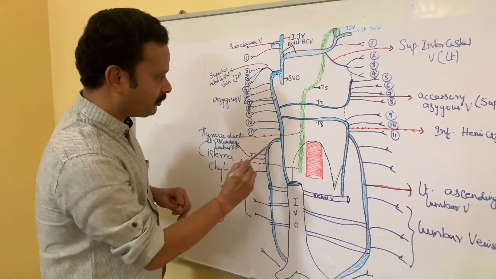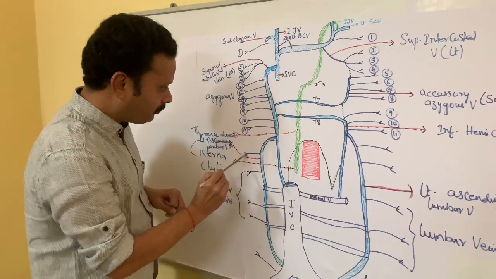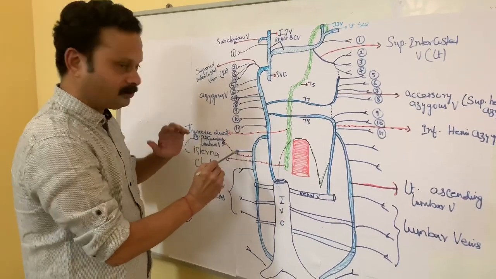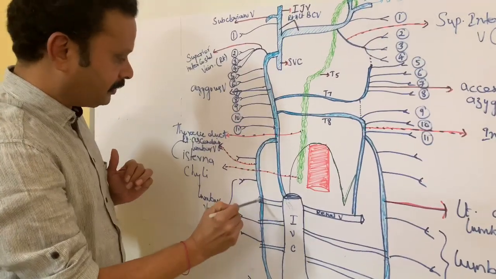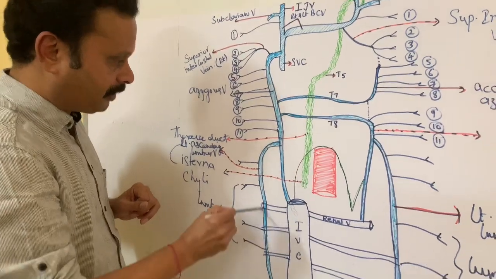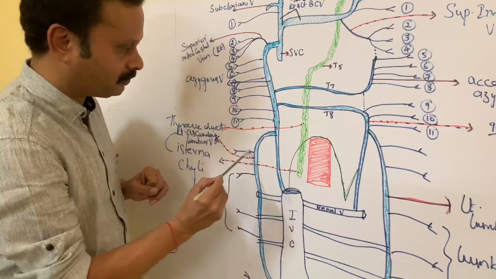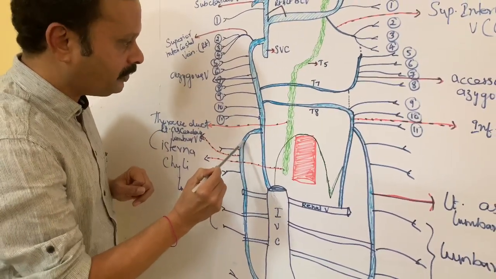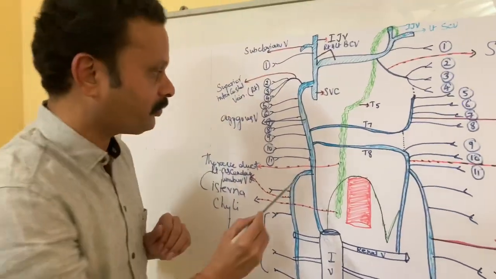This is the first tributary of the azygous vein, which is formed by the union of the right subcostal vein, that is the 12th intercostal vein, and the right ascending lumbar vein. These two join with each other to form a vein, and that opens into the azygous vein, which is said to be the first tributary of the azygous vein.